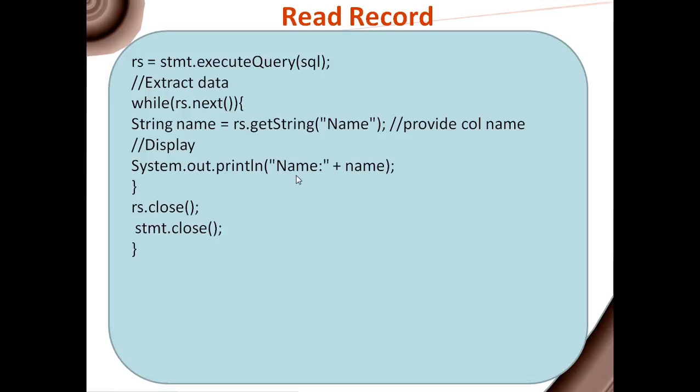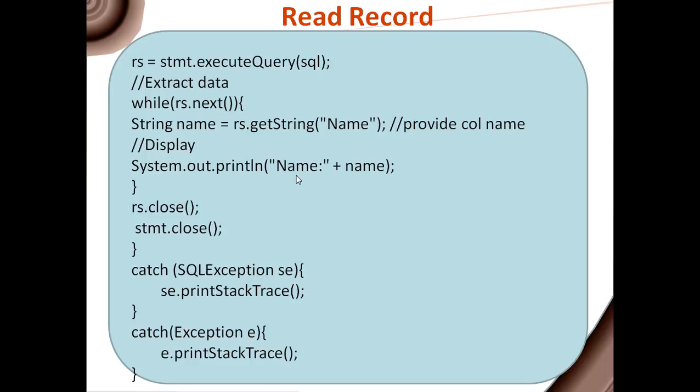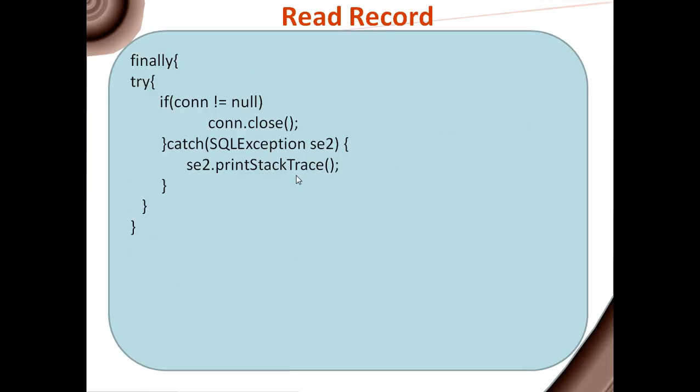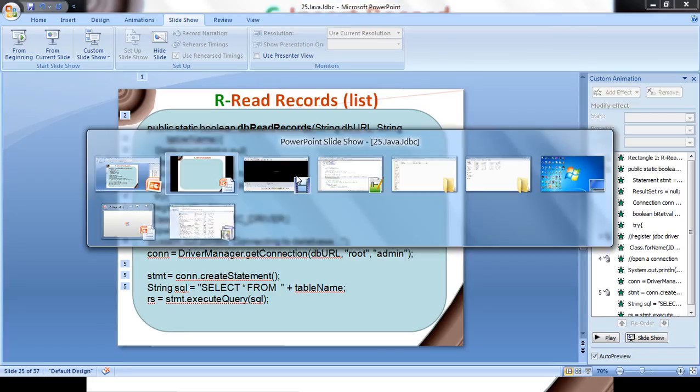Similarly, we will close the result set, we will close the statement, then we will catch the exception if anything comes up, and then in the finally block we will close the connection. So these are the two things that we have covered in today's presentation as part of the reading operation. In the next presentation, we will take up the further operations of CRUD, which will be C, that is, inserting a record.